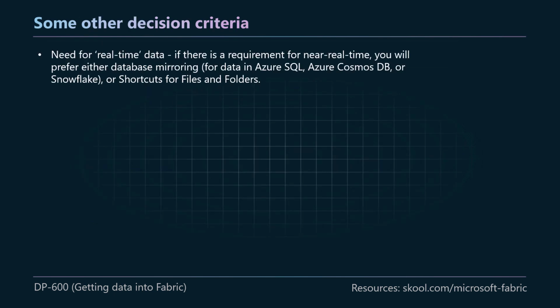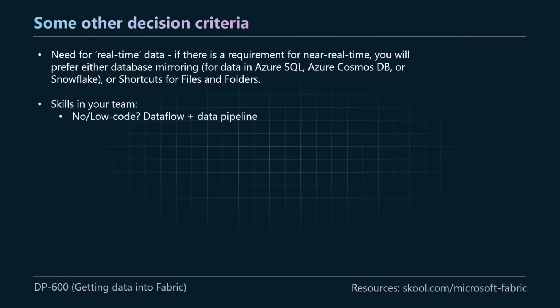So if you have a requirement for real-time or near real-time data, you're going to be wanting to prefer the options like the shortcut, if it's a file or folders, or database mirroring if it's in a table in any of the 3 database types that are supported by database mirroring, because these are live links to those locations. So when you query it, it's going to have near real-time data coming back.